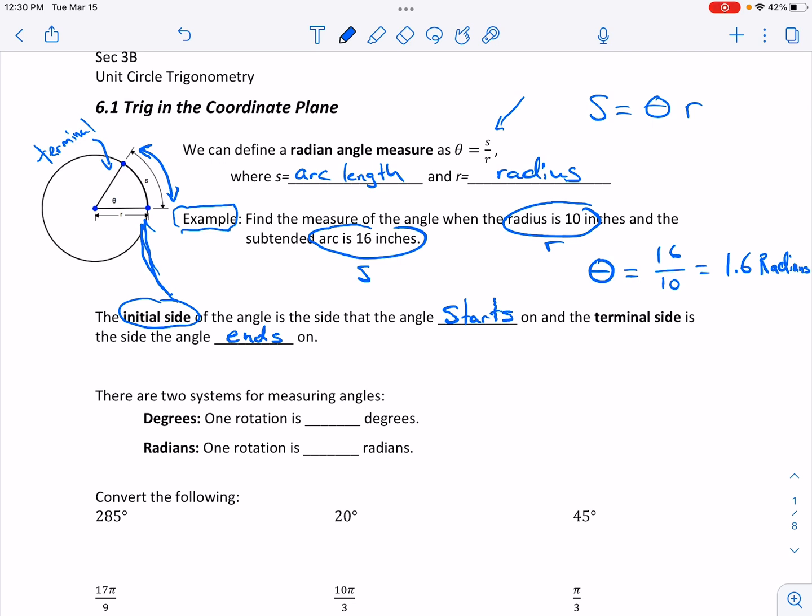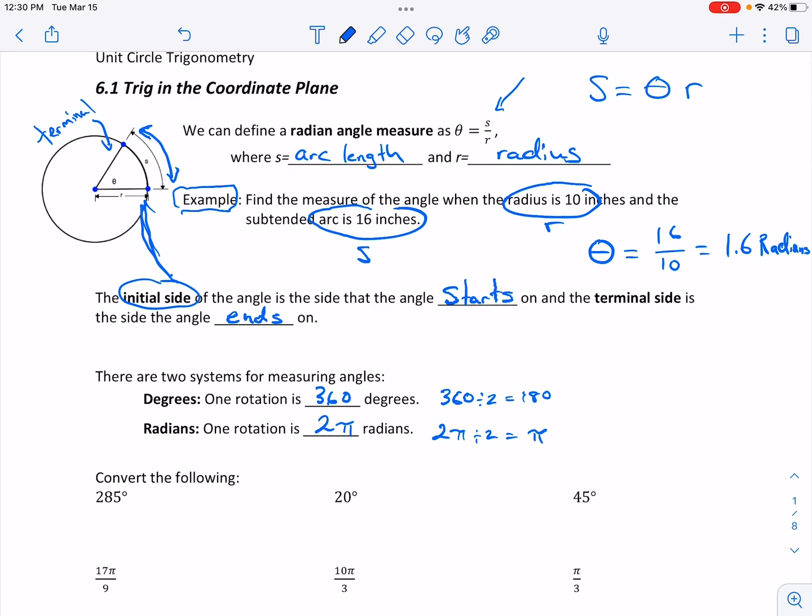Okay, to do one rotation in degrees, we do 360 degrees. In radians, the same rotation around a circle is 2 pi. Halfway around the circle in degrees is 180. And halfway around the circle in radians is pi. So pi is halfway around the circle, or 3.14 radians.